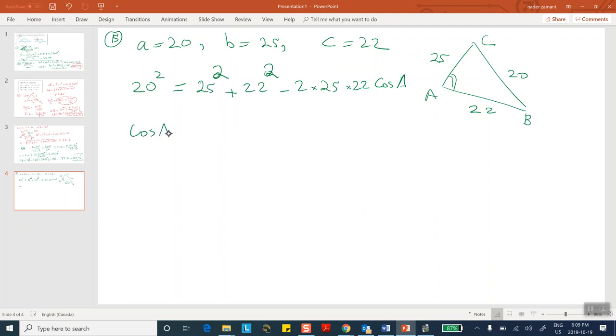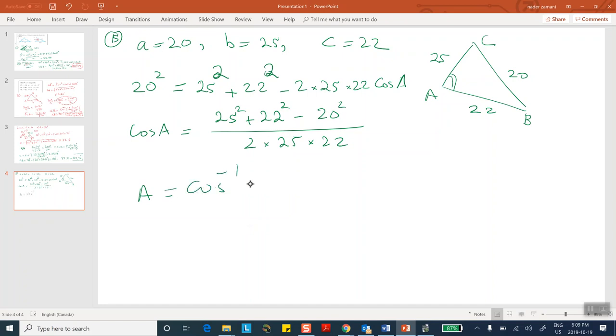Well, cosine of the angle A is equal to 25 squared plus 22 squared minus 20 squared divided by 2 times 25 times 22. Or simply, A is equal to cos inverse of this thing: 25 squared plus 22 squared minus 20 squared divided by 2 times 25 times 22.